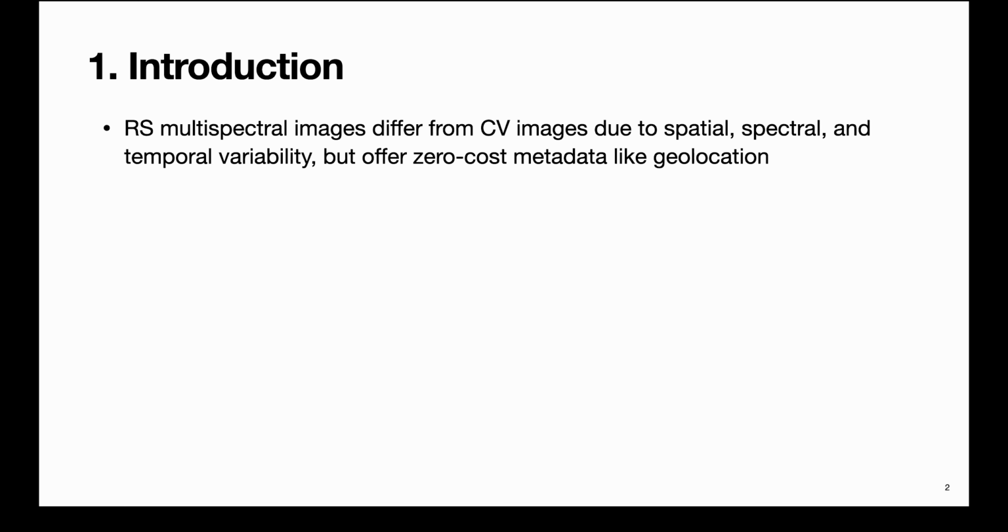Remote sensing multispectral images differ fundamentally from natural images due to spatial, spectral and temporal variability. At the same time, they come with zero-cost metadata, like acquisition time and geographical location, which offer strong potential for representation learning without explicit supervision.